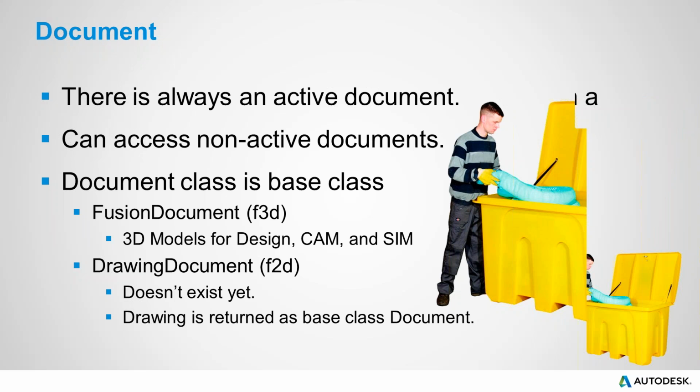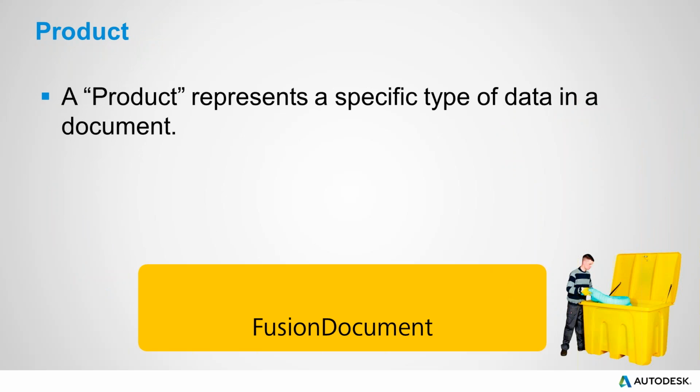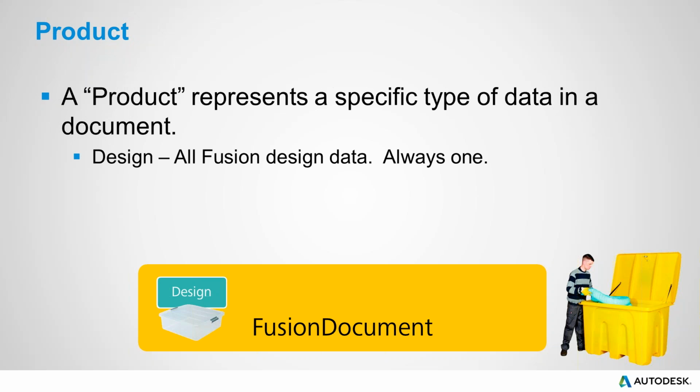All right, so inside a document, we have this Fusion document, so that's the big container. And then inside that, we have what we refer to as a product, and that represents a particular type of data. So we've got another container that sits inside this Fusion document container. Product is the base class, and that represents all these different types of data.